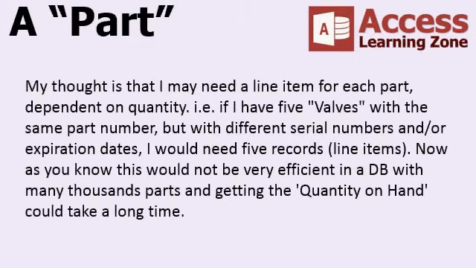He goes on to say, my thought is that I need a line item for each part dependent on quantity. So if he has 5 valves with the same part number, the same valve, but with different serial numbers, so 5 unique items and or expiration dates, I would need 5 records, line items, and he is correct. Now, as you know, this would not be a very efficient database with many thousands of parts, and getting the quantity on hand could take a long time, and that is true.